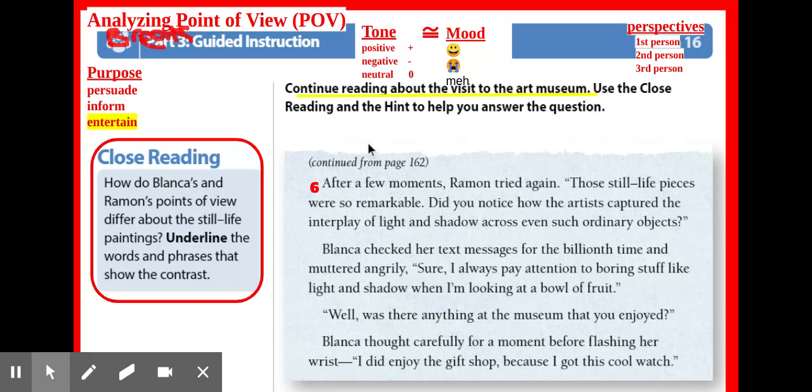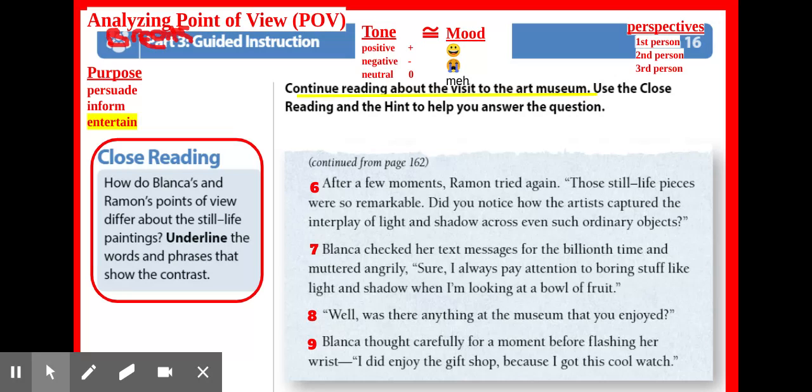So we're at paragraphs 6, 7, 8, and 9. And I'm going to read the continuation from Ramon and Blanca's trip to the museum. After a few moments, Ramon tried again. Those still life pieces were so remarkable. Did you notice how the artist captured the interplay of light and shadow across even such ordinary objects?